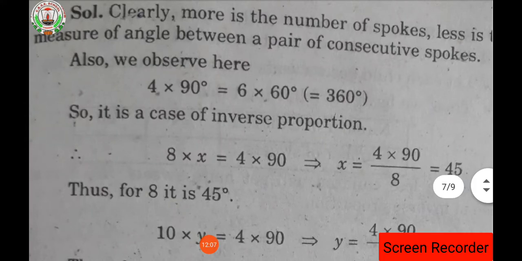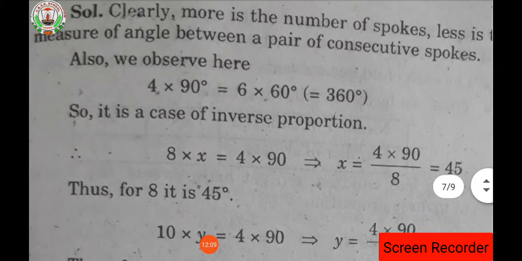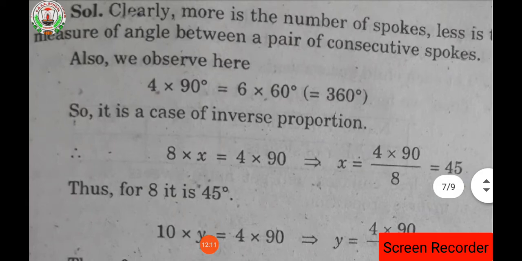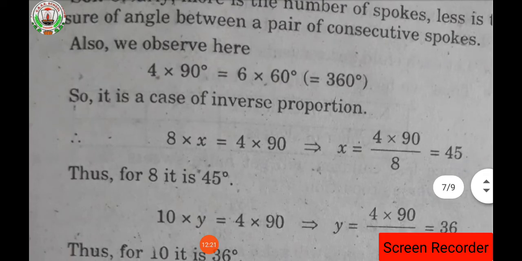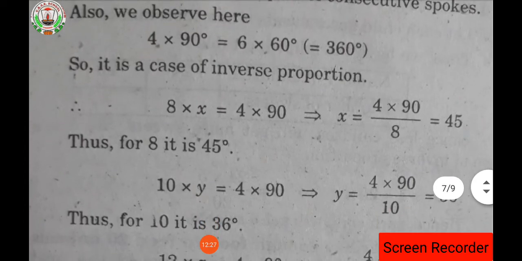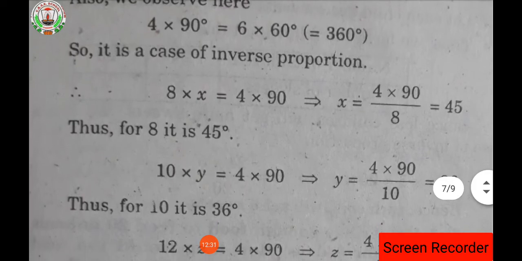So the inverse proportion condition, everybody knows that x1 into y1 is equal to x2 into y2, isn't it? So x1 is 8 into x is equal to 4 into 90. So finding the value of x, what will we get? 4 into 90 upon 8. So the value will be 45 degrees. Okay. If the number of spokes is 8, then the angle between the spokes will be 45 degrees.